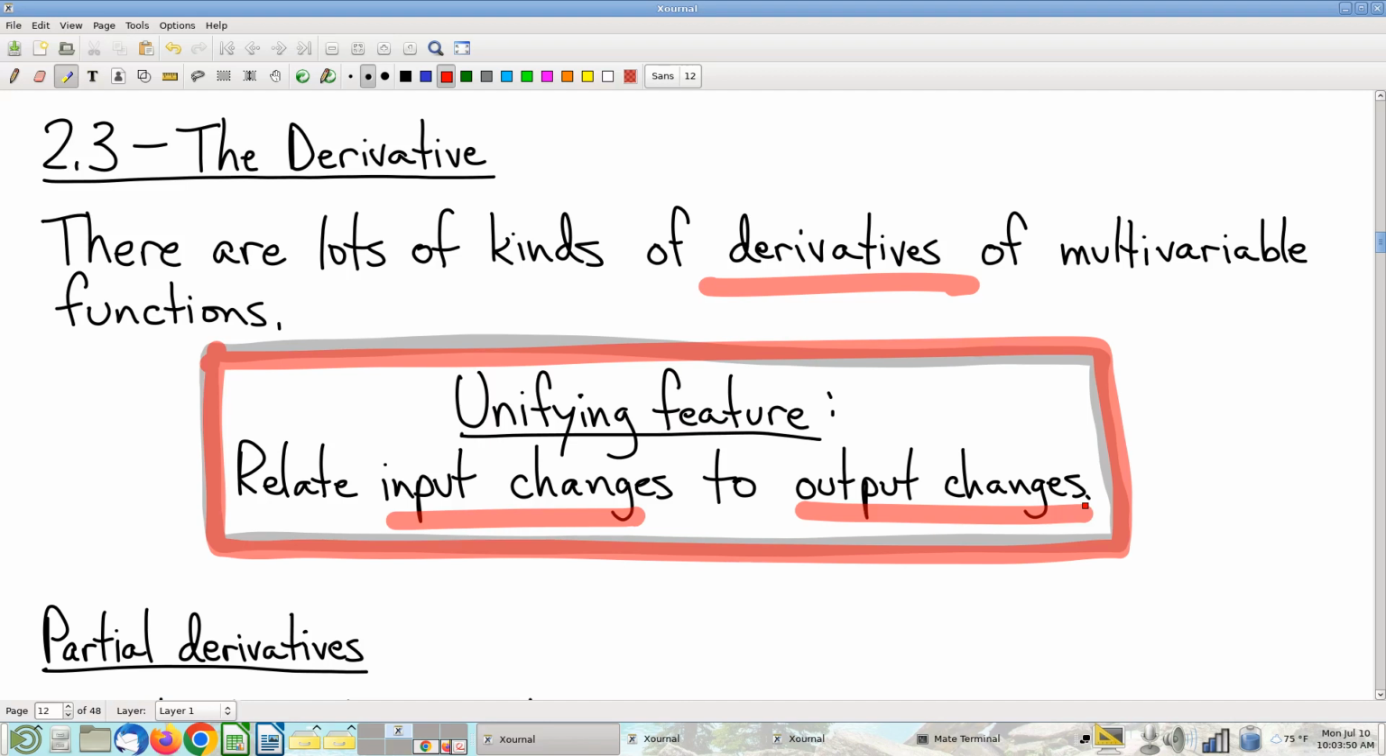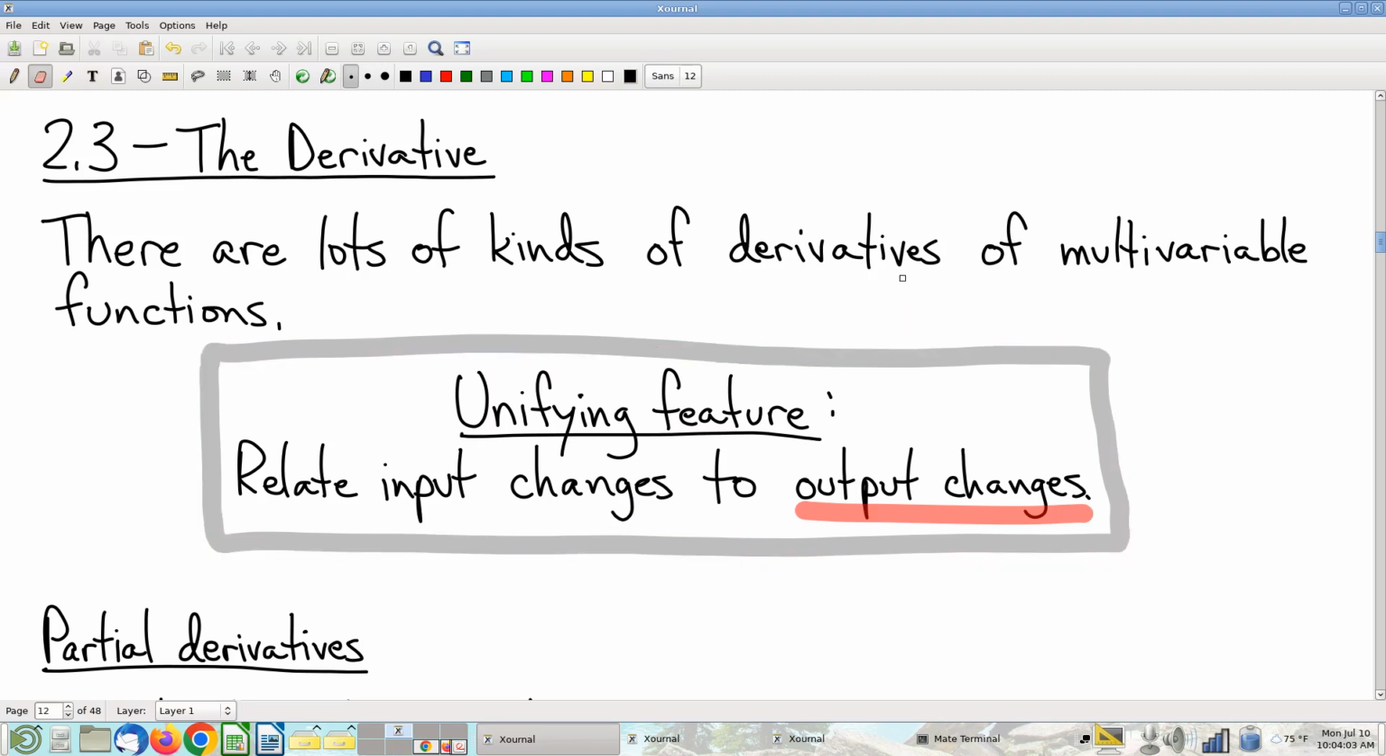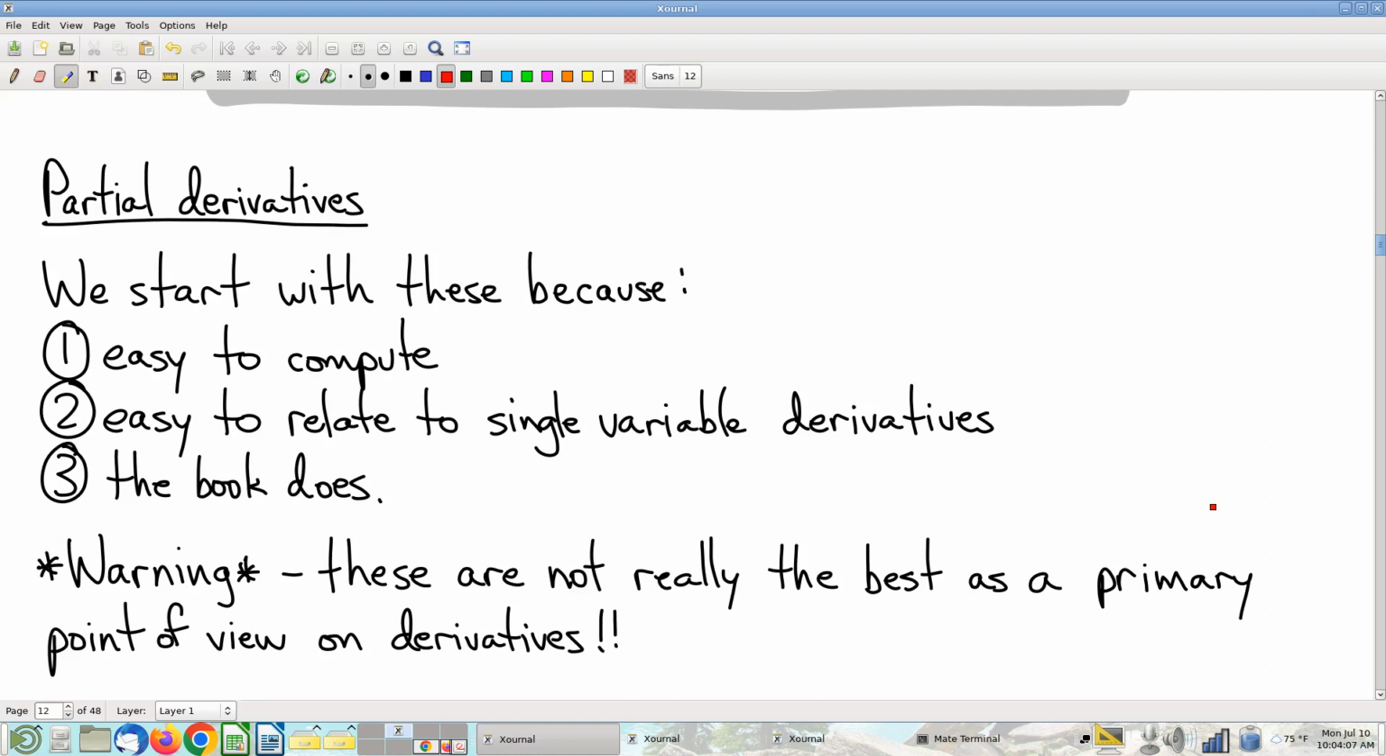So this is what I want you all to be on the lookout for. Every kind of derivative we talk about, you should be asking yourself the question, in what way does this thing relate input changes to output changes? Okay. All right. So that's a little foreshadowing. Let's dive into some specifics. We're going to talk about the partial derivative.